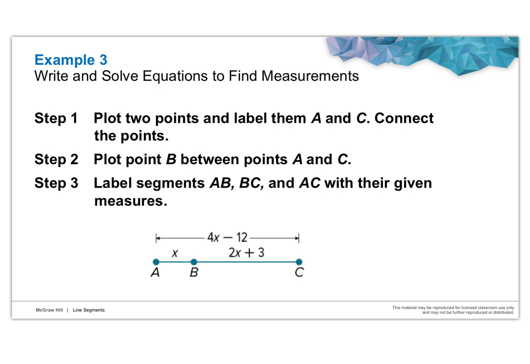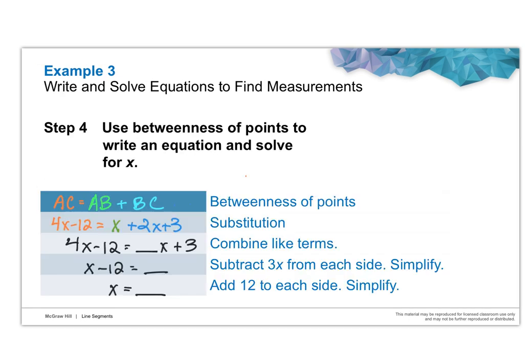We're told, remember, that B is between A and C. And then we are told the expressions for the measures. So we're labeling the segments AB, BC, and AC with each one of the algebraic expressions that we were given. All right, now we're going to use the concept of betweenness of points to set up an equation: the full length AC equals AB plus BC.